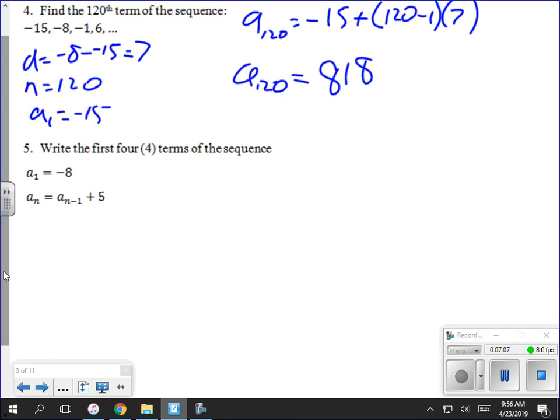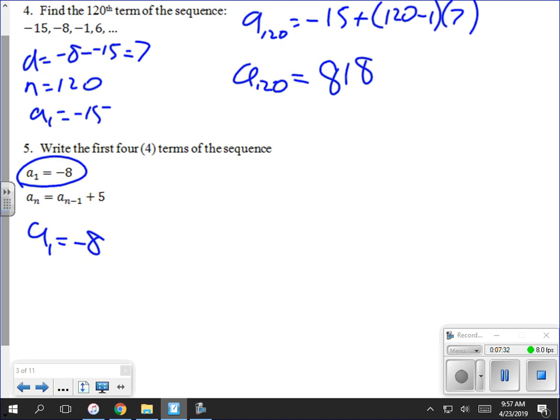Number 5, write the first 4 terms of the sequence. Well, here's the first one right there. A sub 1 is negative 8. Yes, the first term says the first 4. A sub 1 is the first term. Rewriting that number is part of your answer.